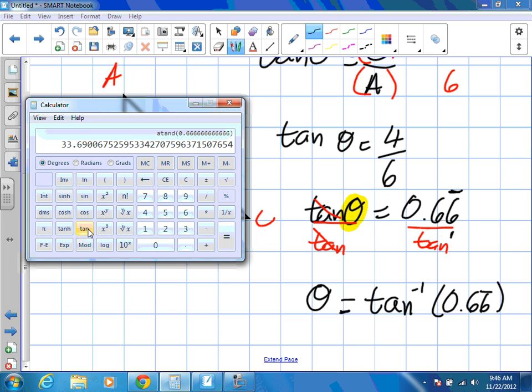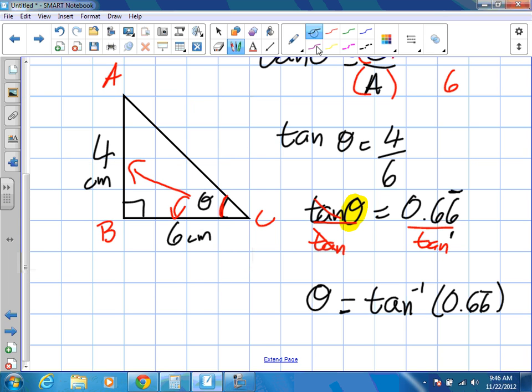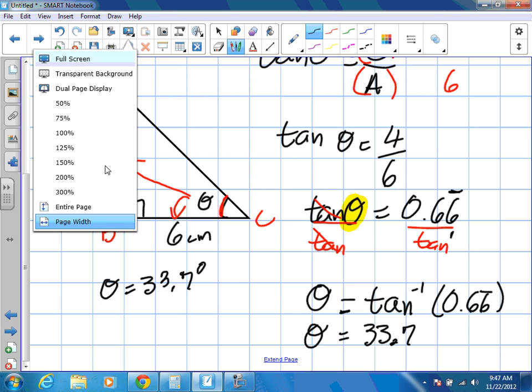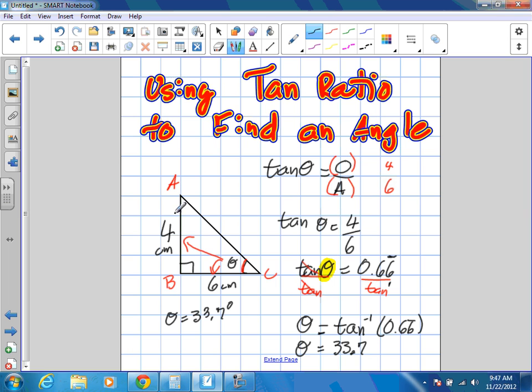When we hit it, 33.69, okay? So theta is equal to 33, we're going to round it 0.7. So our angle is 33.7 degrees. Okay? You just got to get used to your calculator, how you put it in there. And if we were solving for the other angle, it would have been the same thing. It just would have been 6 over 4. Right? So we would have changed the two sides, and we would have found the other angle in this question.